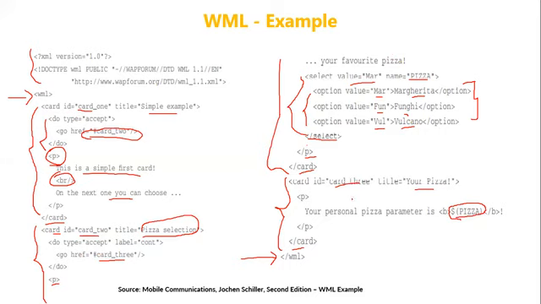If you have not selected anything and have directly clicked on card3, then the default pizza is margarita, so margarita will display. So this is a simple code which explains how WML works.